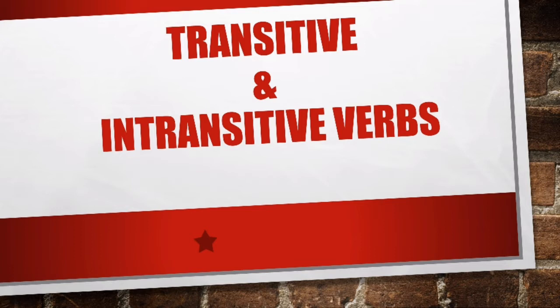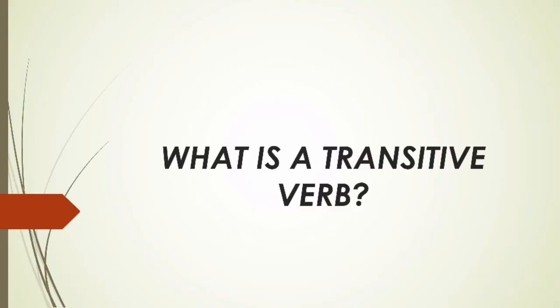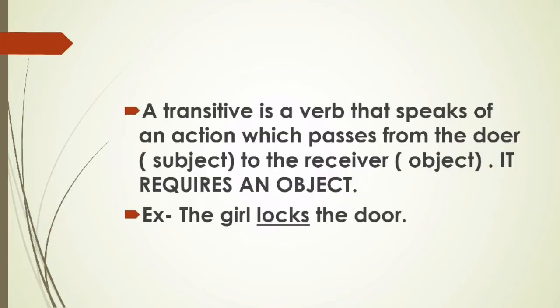So here is one more topic from your grammar book, and that is transitive and intransitive verbs. We are going to see the meaning of these words and about them and the objects, direct as well as indirect objects. So first of all, let's start with the meaning. Let's see what we mean by a transitive verb.